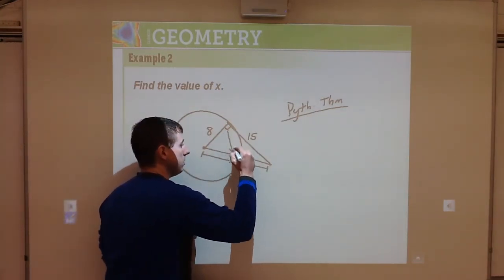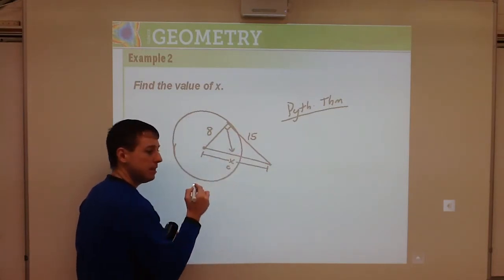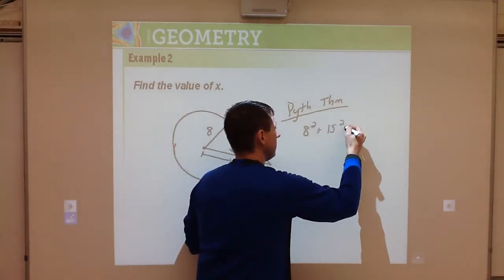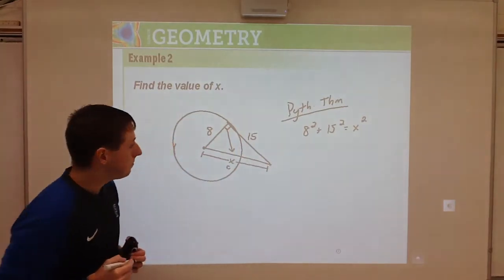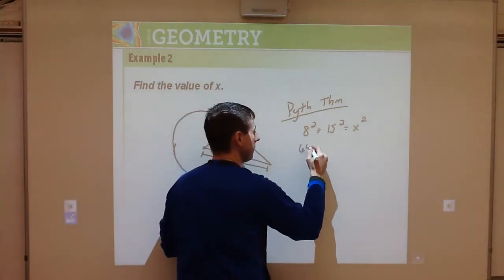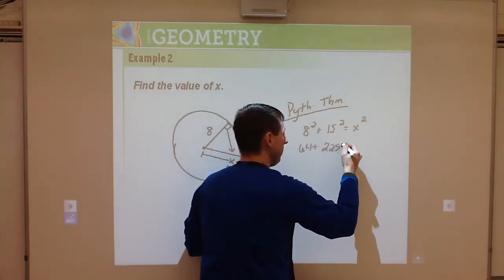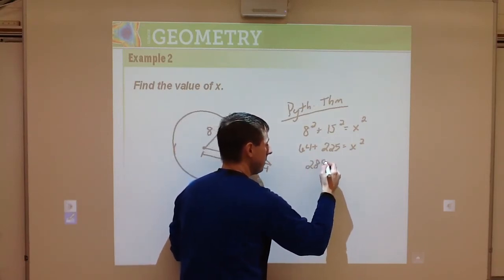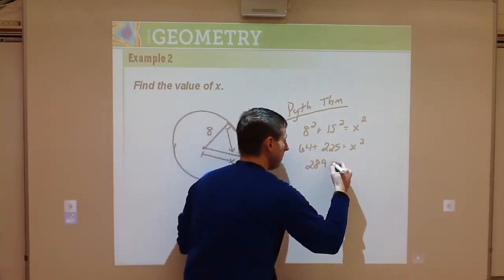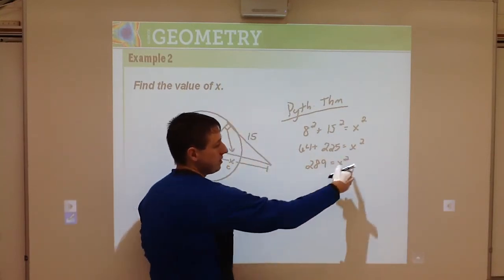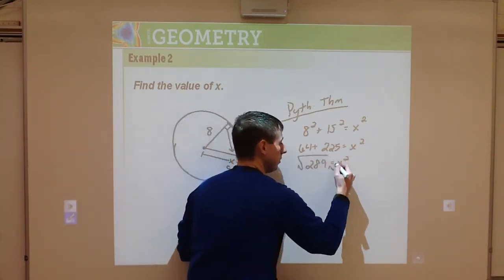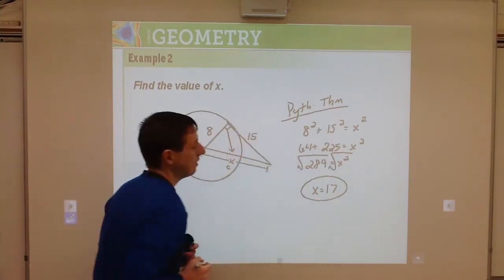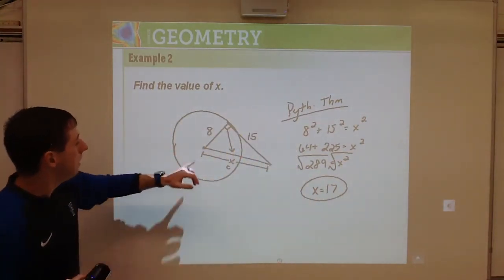So just like in the last questions, opposite the right angle, that's my C. The other two are my A and my B. So I do 8 squared plus 15 squared equals x squared. Okay, solve this down. 8 squared is 64. 15 squared is 225 equals x squared. So since they're on the same side of the equal sign, I'm going to add them together to make that 289 equals x squared. And the final step to get rid of that square, we do the square root. So square root of both sides, that's going to give me 17 for x.